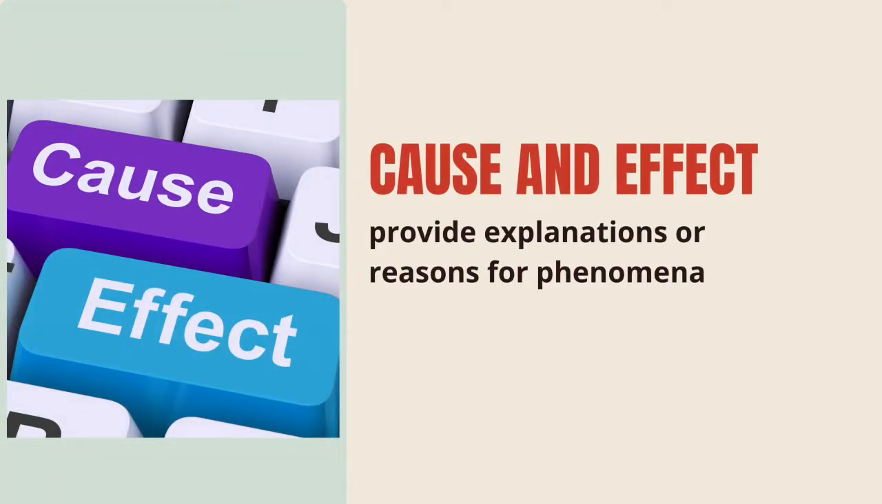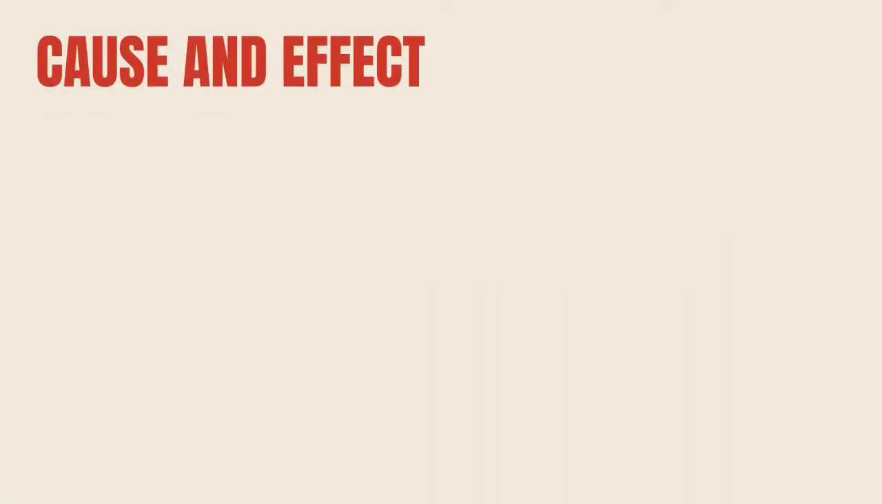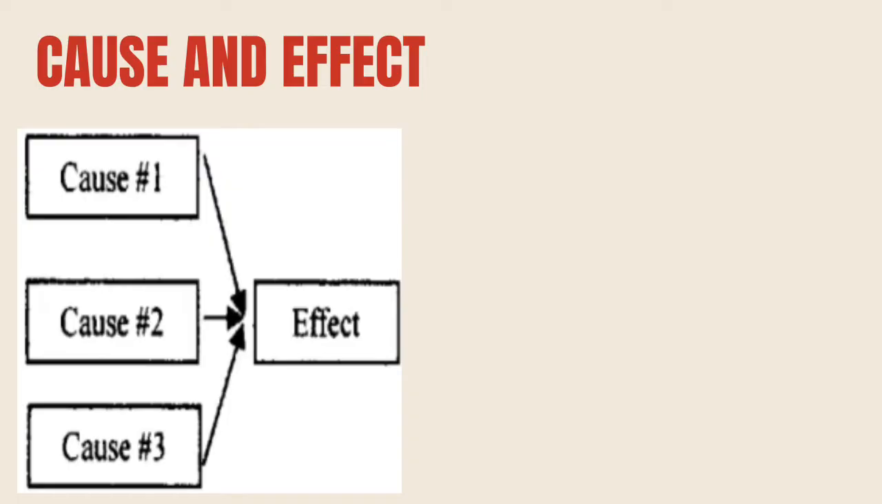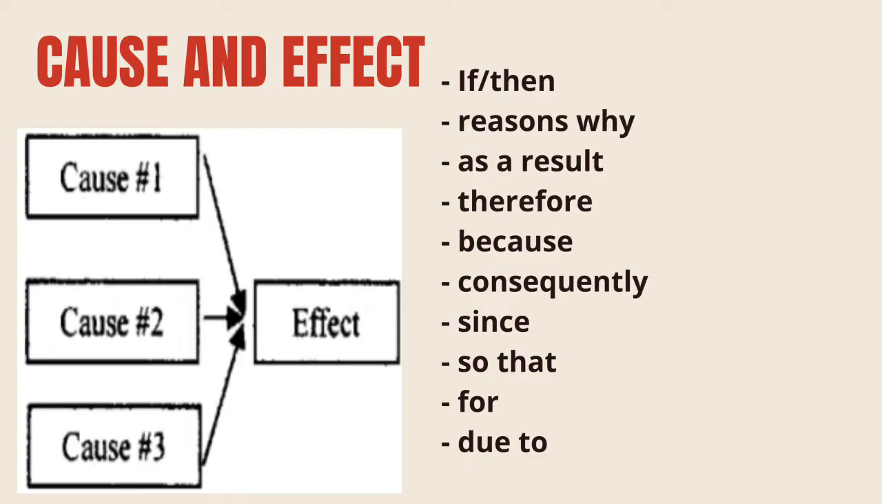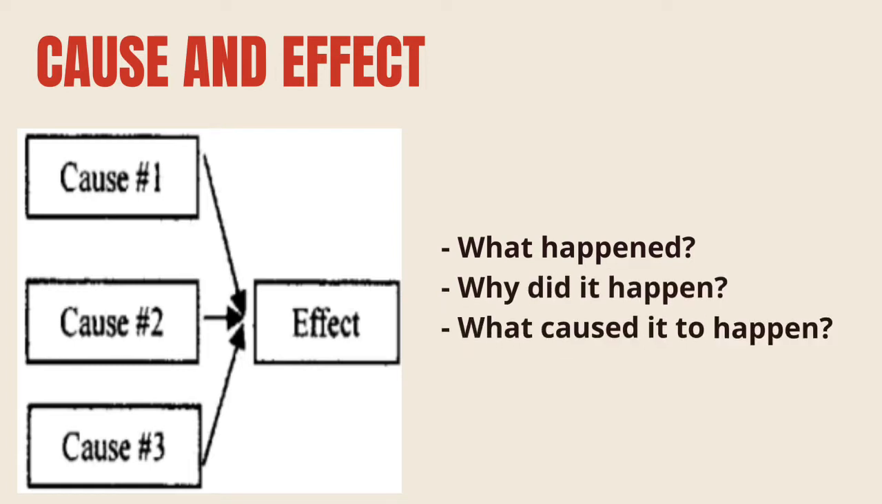Cause and effect text structure provides explanations or reasons for phenomena. Cause and effect structure makes use of this graphic organizer to show the different causes and what effects occur. It also uses the following signal words: if or then, reasons why, as a result, therefore, because, consequently, since, so that, for, and due to. And the following questions are used to understand it more, such as what happened, why did it happen, and what caused it to happen.